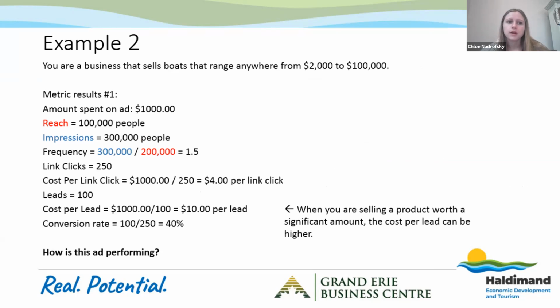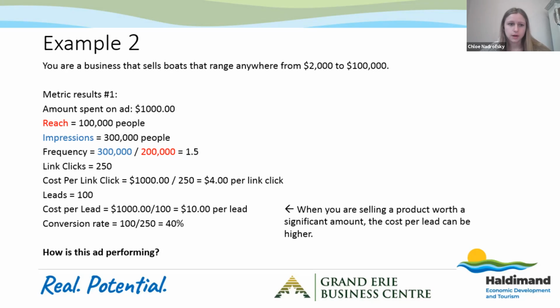The second example is a business that sells boats that range anywhere from $2,000 to $100,000. The amount spent on the ad is $1,000. Your reach is 100,000 people. Your impressions are 300,000. So your frequency is those impressions divided by reach, which is 1.5. That's a good number that falls in our range between 1 and 2. So it's getting good exposure, not too much, not too little.